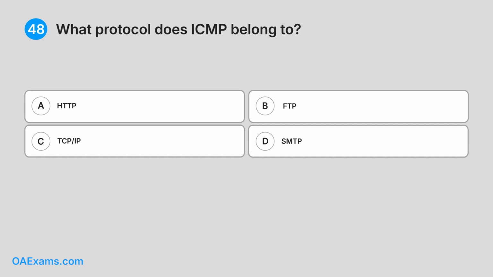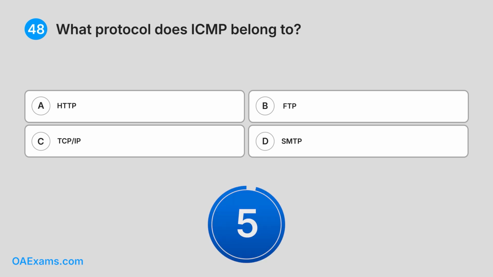48. What protocol does ICMP belong to? A. HTTP. B. FTP. C. TCP/IP. D. SMTP. Can you guess the answer?